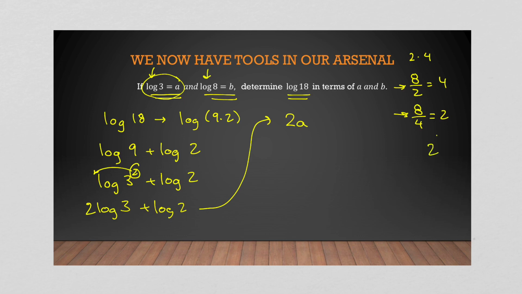But what else about 2? What's 2 to the power of 3? 8. So we can write log 2 as log 8, but cube rooted, because the cube root of 8 is 2. So that right there is equal to 2. But I have it now in terms of log 8. So I have 2a plus, bring the exponent down, 1 over 3 log 8. And now log 8 is b, so I can simplify this to 2a plus 1/3 b.